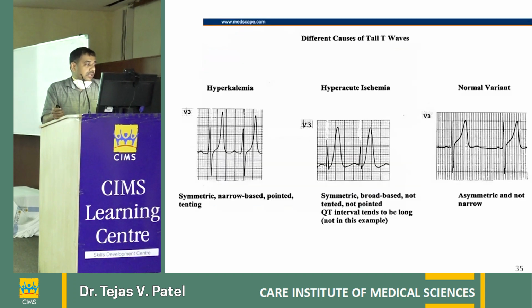The last slide, I just want to highlight the T wave things: hyperkalemia, hyperacute ischemia, and normal variant, how the tall T wave appears. So usually in hyperkalemia, the T wave is symmetrical, narrow based, and pointed. It's like a tent. And in hyperacute ischemia, it is usually symmetrical but broad based. The base is broad, usually in the ischemic tall T waves. And the normal, usually it is asymmetric. So this is the difference between these situations when you find the tall T wave in the ECG.